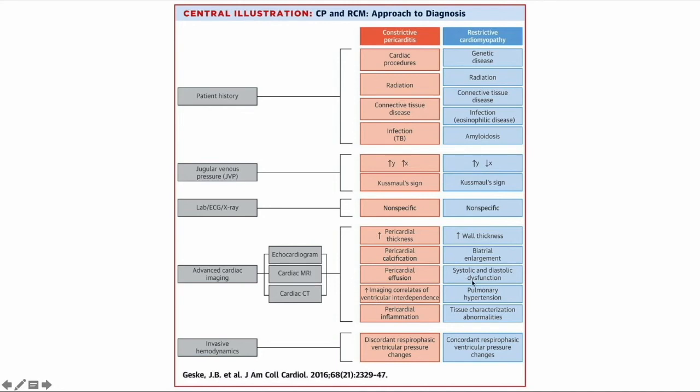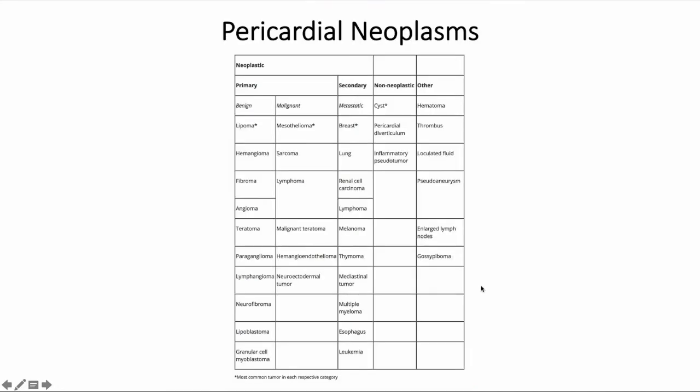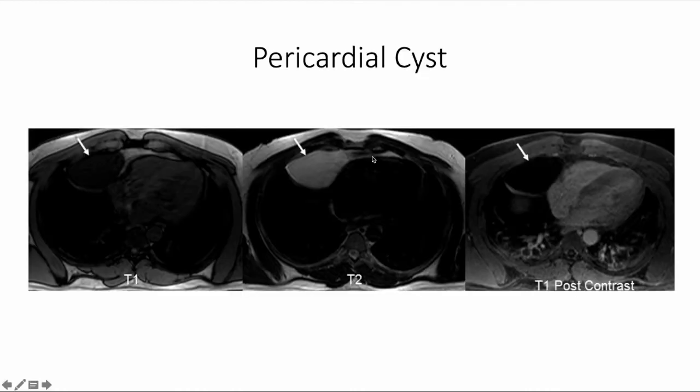So coming to pericardial neoplasms, the most common pericardial neoplasms are highlighted here, which are benign lesions like a lipoma or a pericardial cyst, followed by the most common malignant lesion being the metastatic disease from usually breast carcinoma. This is an example of a pericardial cyst, which is showing very low signal intensity on T1 weighted image and high signal intensity on T2 weighted image, and does not show any enhancement on contrast imaging.